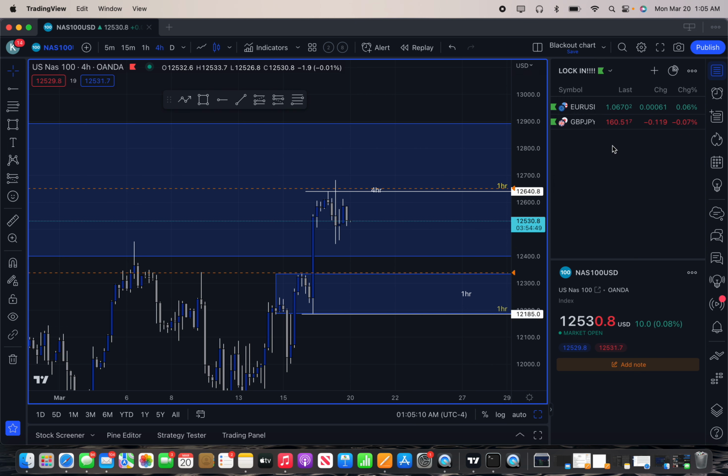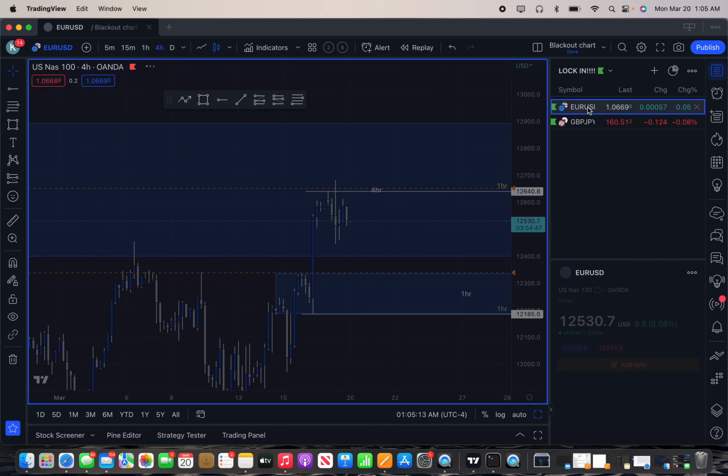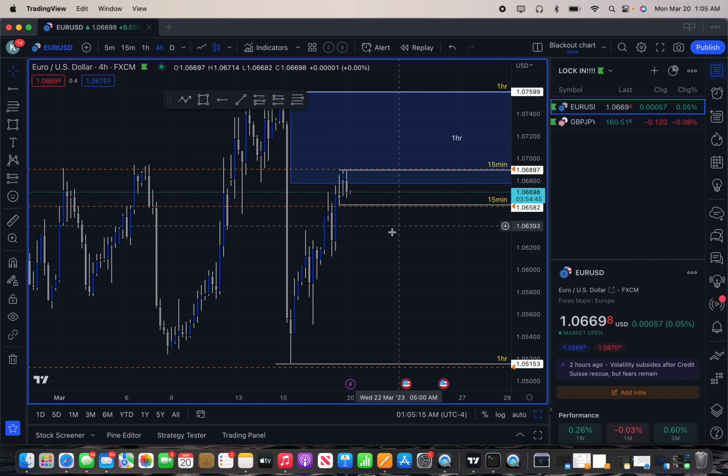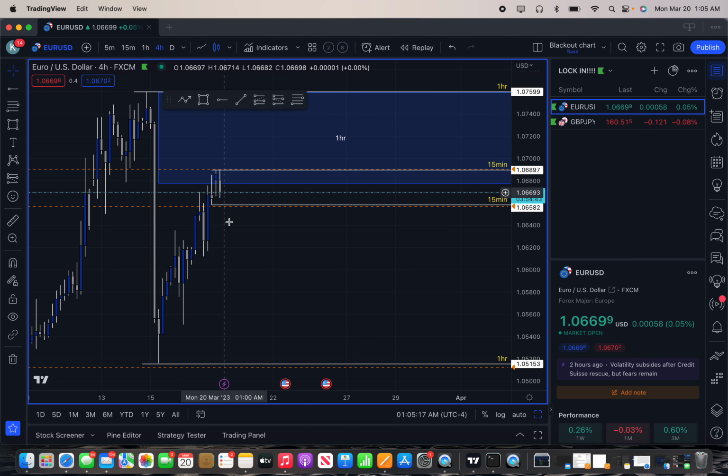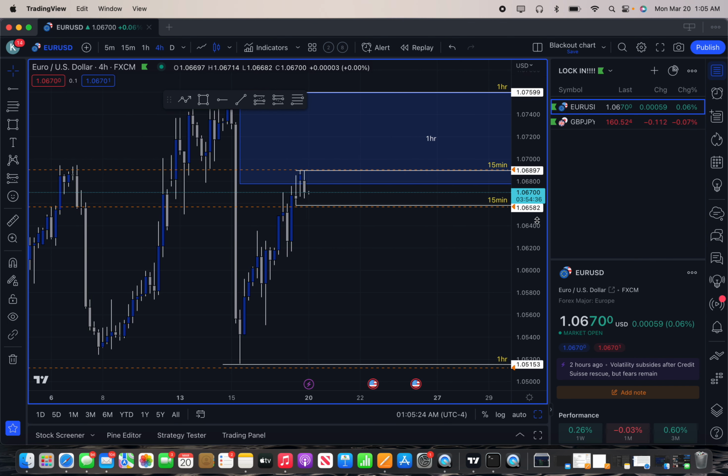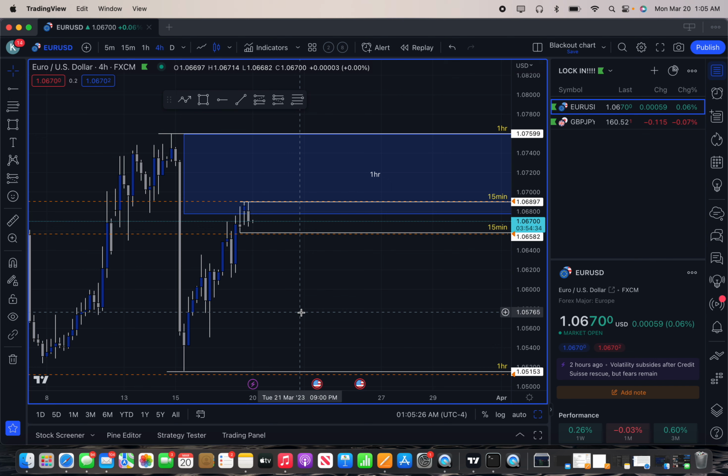The minute they get into an opportunity area, they go into my lock-in pairs, and now I'm waiting. I understand that I'm waiting for some type of reversal pattern, because once I get it, now I'm looking to enter the trade. So yeah, that's kind of what I'm looking at for tonight and for the week.